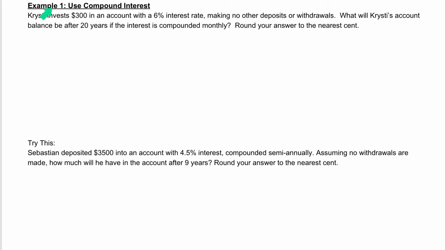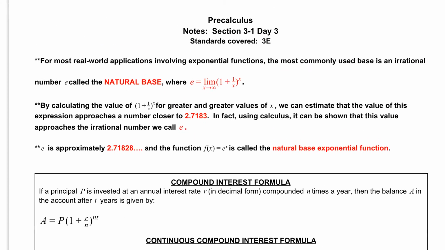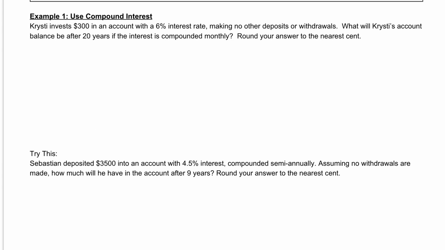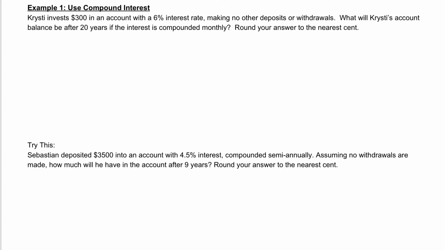Before we get started with example 1, please make sure that you have read the stuff that's above. So go through that, read it, and then you can go ahead and get started with example 1, as that explains some of the stuff that we're going to be doing within this day of notes.